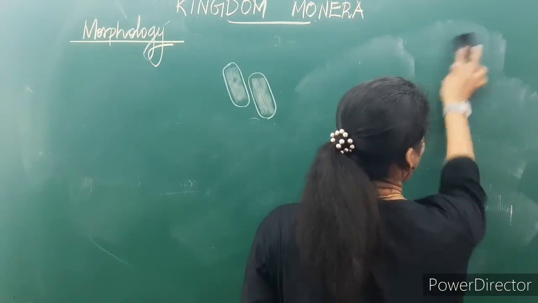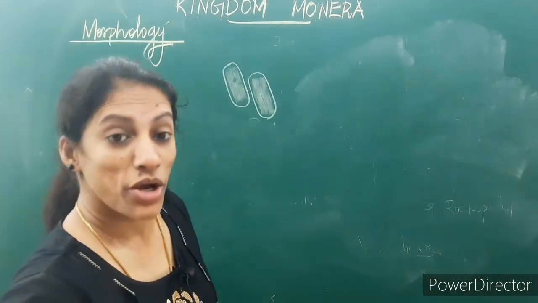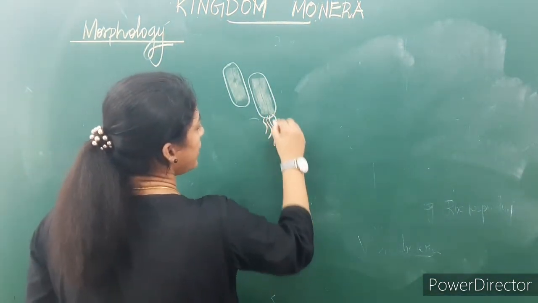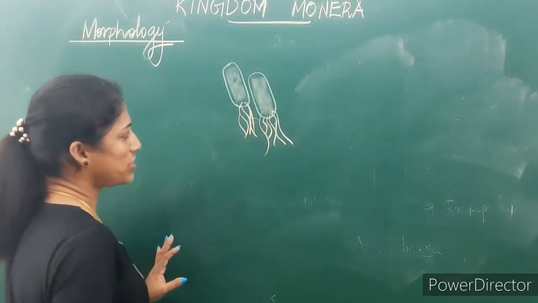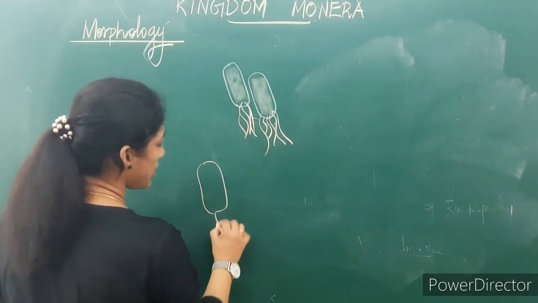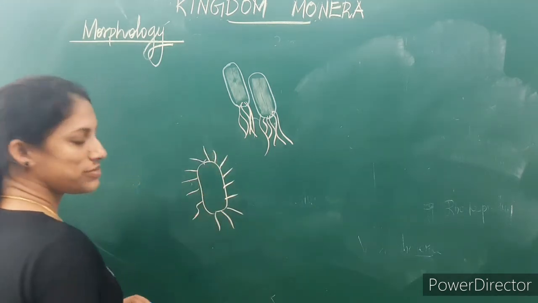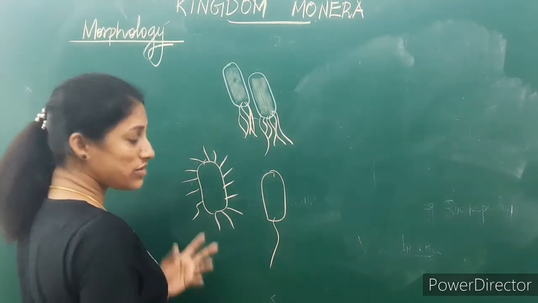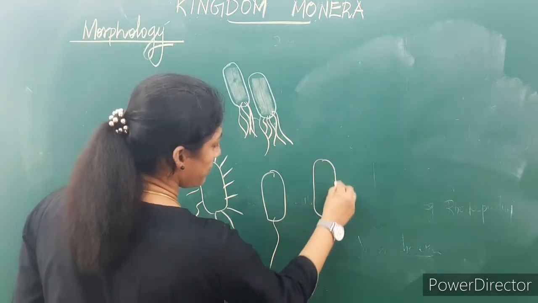How are the bacteria able to move? Most of the bacteria possess flagella. The arrangement of flagella is also different. Some bacteria possess flagella all over the body surface. Some contain only one flagellum at one end. Different names are there, like amphitrichous, polytrichous, so many names.